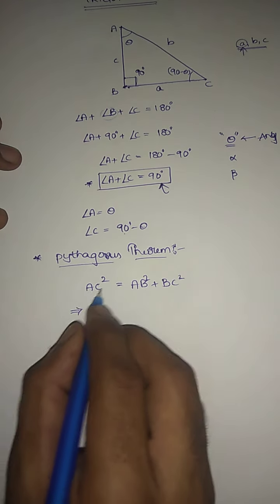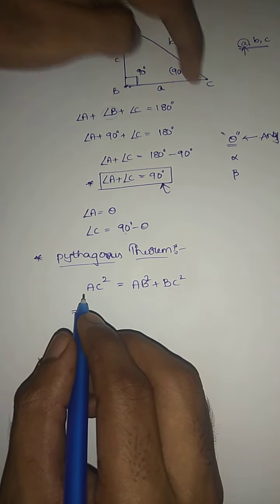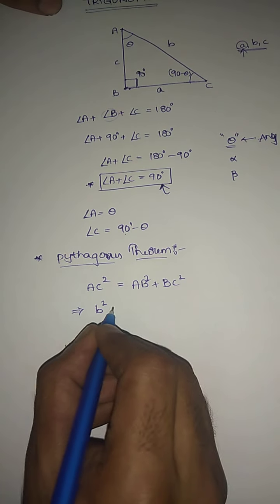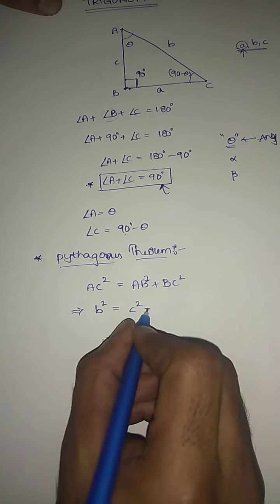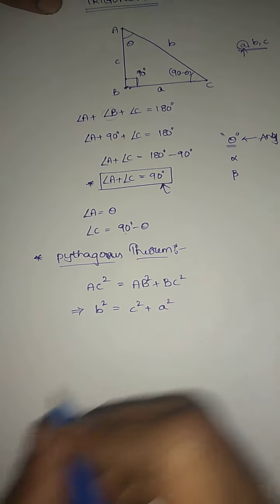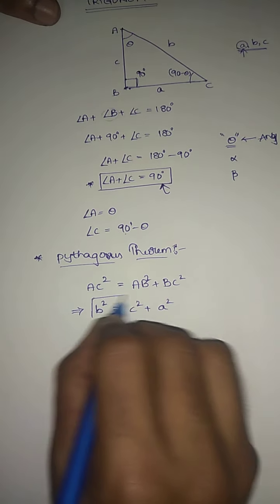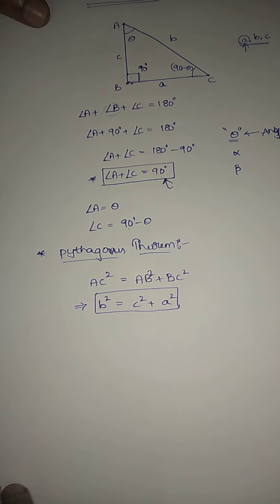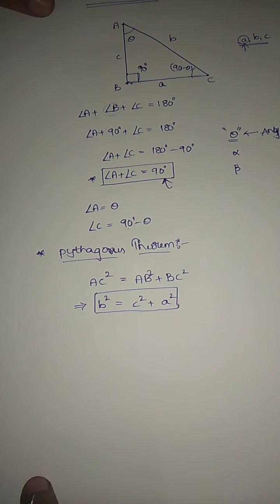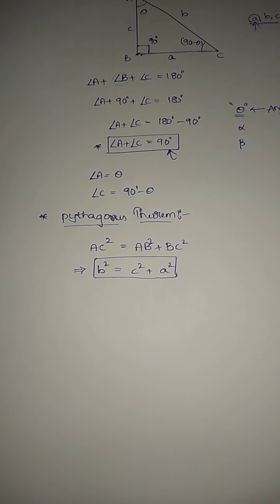What does AC mean? AC means it is small b. B square is equal to AB. What is AB here? Small c. Small c square plus what is BC? A square. So this is most important. We use it regularly in this chapter, trigonometry. So b square is equal to c square plus a square.